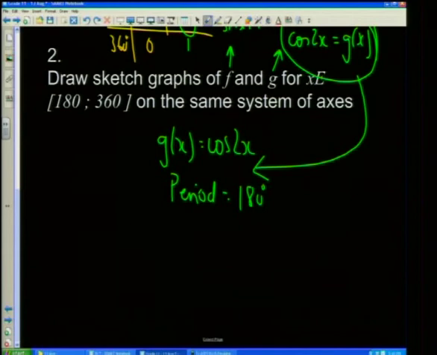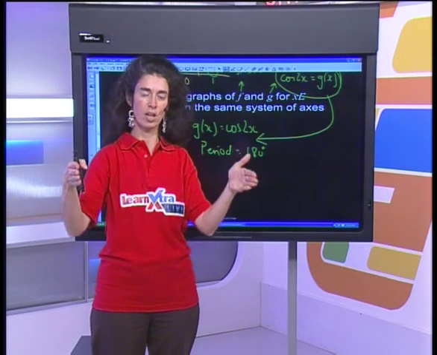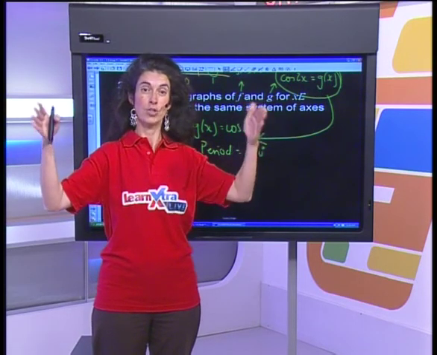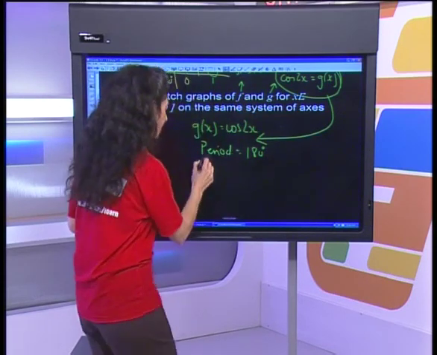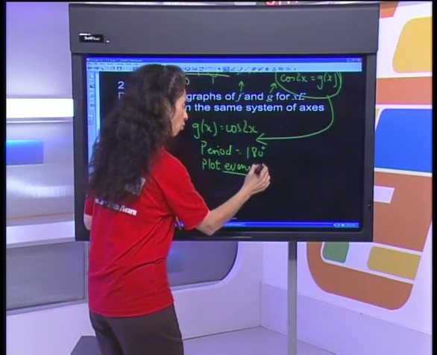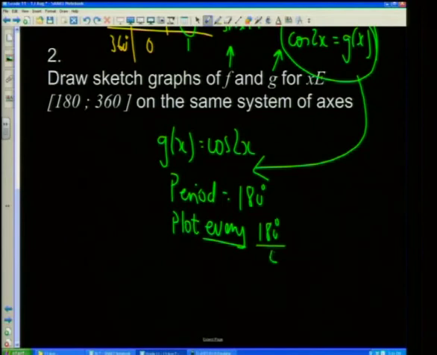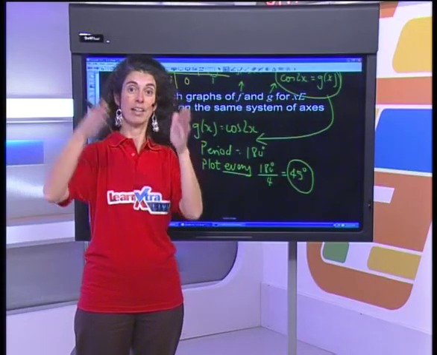We've established that, okay? But when we're working with the quadrant angles, we have a 90, a 180, a 270, 360. We've got four values that we've got to plot in that period. So the values are going to be compressed, but I still need four of them. So I would say that I need to plot every 180 degrees divided by 4, which means I've got to plot every 45. If I plot every 45, 45 becomes my new quadrant angle. Then 45 onto that would be 90, 45 onto that, so that I get my quadrant angles.